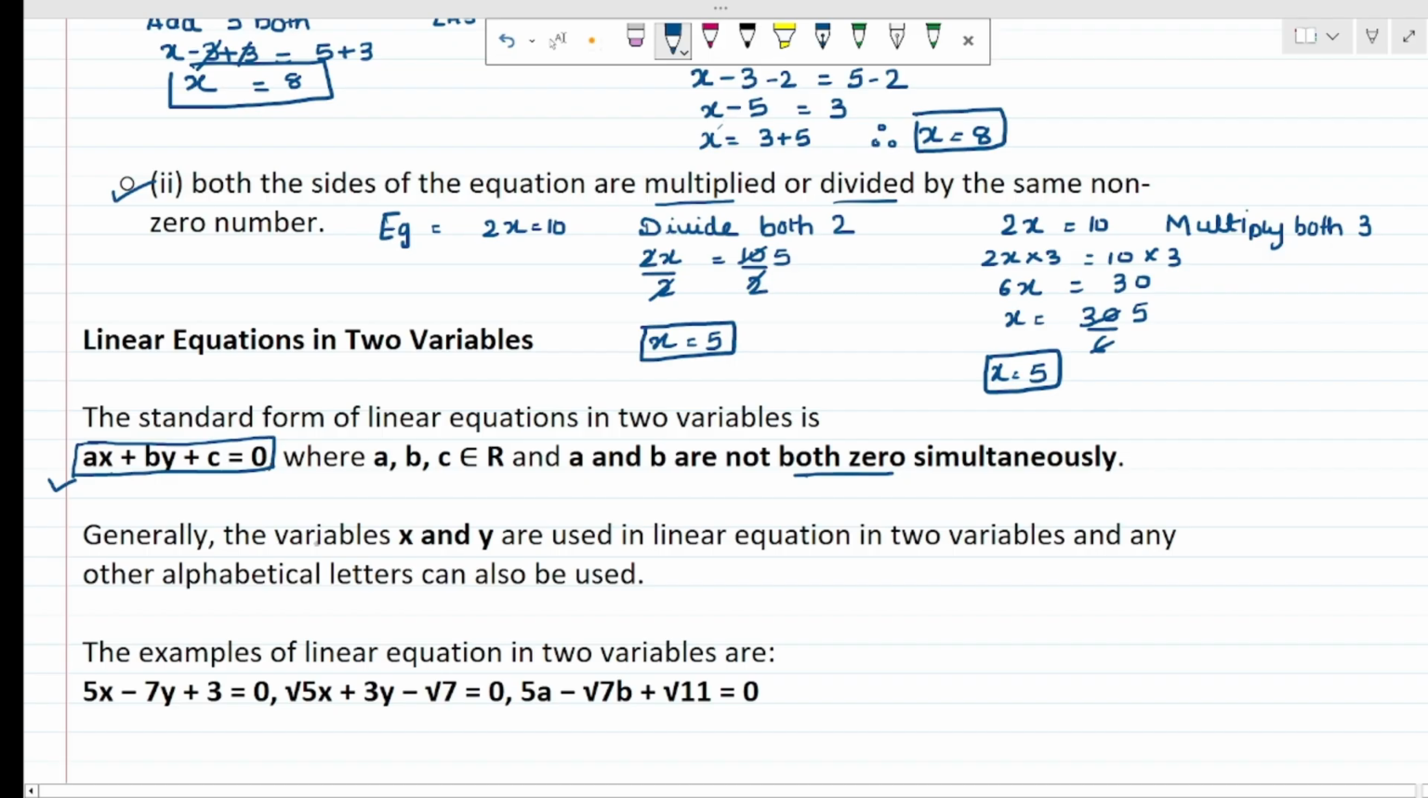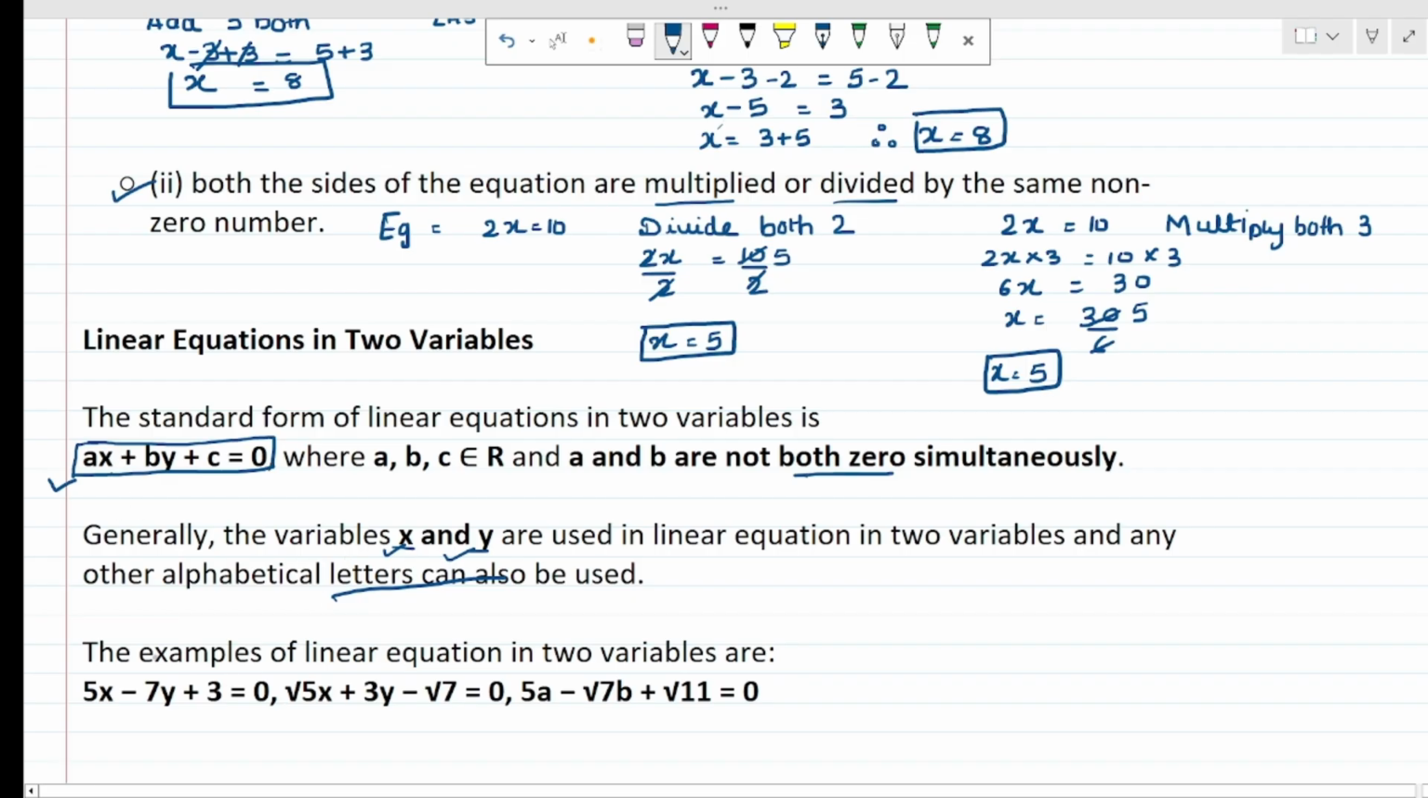Generally, the variables x and y are used. In most cases, the variables asked are x and y. No other alphabets are used in about 90% of cases, but it is not compulsory that only x and only y will be used. You can take any of the other alphabets as well. See, it's not compulsory that only x and y should be used. Letters other than these can also be used.